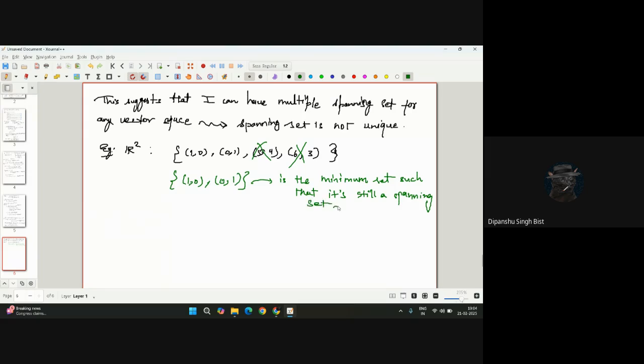If I try to remove more elements from it, it will no longer be a spanning set, because if you just have 1 comma 0, you cannot cover all the points in R2. If you have just 1 comma 0, that means you have just a single vector. A single vector can cover a line, but it cannot cover a plane. To cover a plane, you need two vectors which are not linear. Make sense? If you want to cover a plane, then you want two vectors, and now you take linear combinations of these two vectors, and then you can cover any point in the plane.